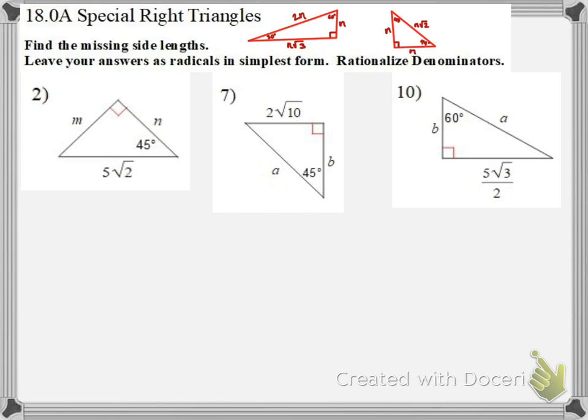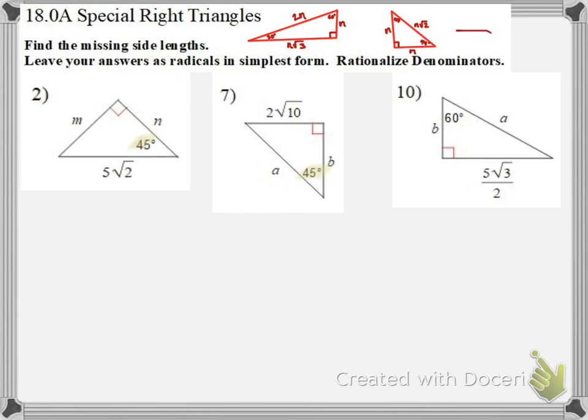Decide if you have a 45-45-90 triangle or a 30-60-90 triangle. And this assignment will always be one or the other. The first ones I see here, this has a 45, this has a 45. I know that that's a 45-45-90 triangle. So I'm going to say which sides are which.